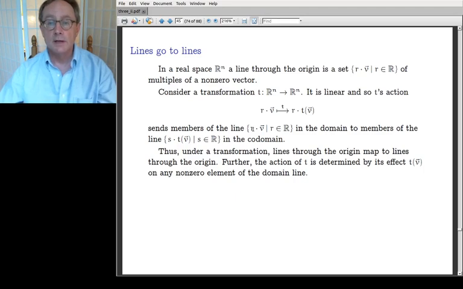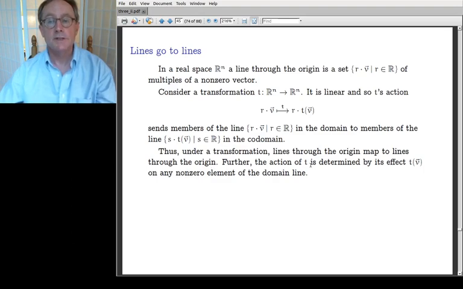r times v maps to r times T of v. Here I called it s instead of r, but it's the same thing. Multiples of v become multiples of T of v. That's a line. So this paragraph says that under a transformation from Rn to Rn, lines through the origin map to lines through the origin. That's simply a restatement of the second rule for the definition of linear map. Lines through the origin map to lines through the origin.